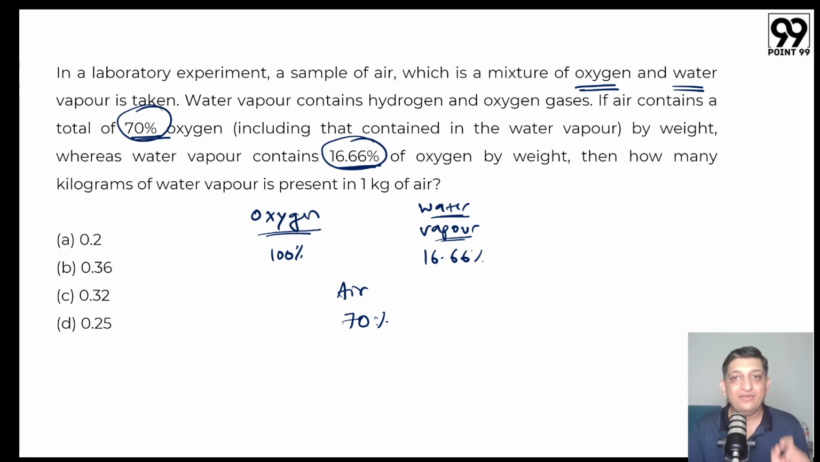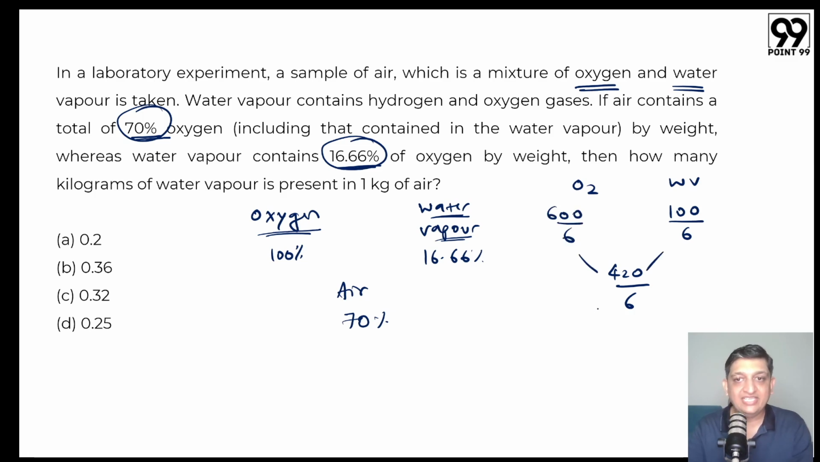Now we can see that we are talking about weighted averages here. So let's try to put it in the form of numbers and see what happens. First I'll write O2 here. Now I will write VW here. Now O2 is 100%, water vapor is 16.66%, which is 1 by 6th, or you can say 100 by 6 in a way. Now if this is 100 by 6, what can I say about 70? 70 is going to be 420 by 6. What can I say about 100? It's going to be 600 by 6.